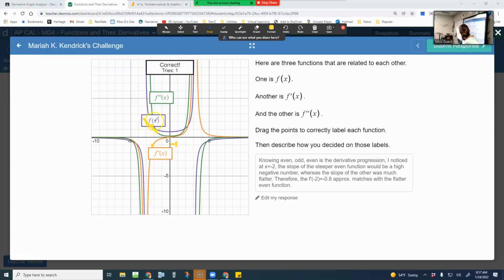And that's how I knew purple was the original function, because then orange, that -1 seemed to match with where he was, whereas the green was much steeper, so it should have been much lower down. It would have been a much tighter curve.